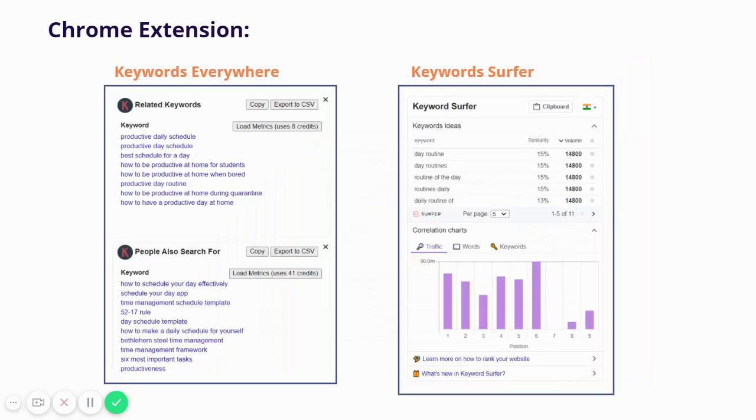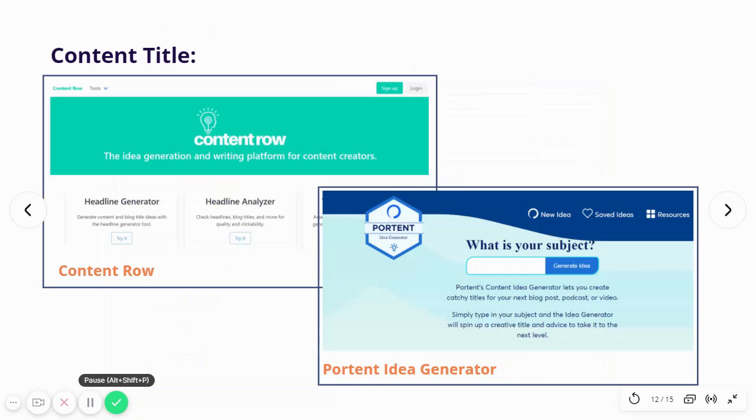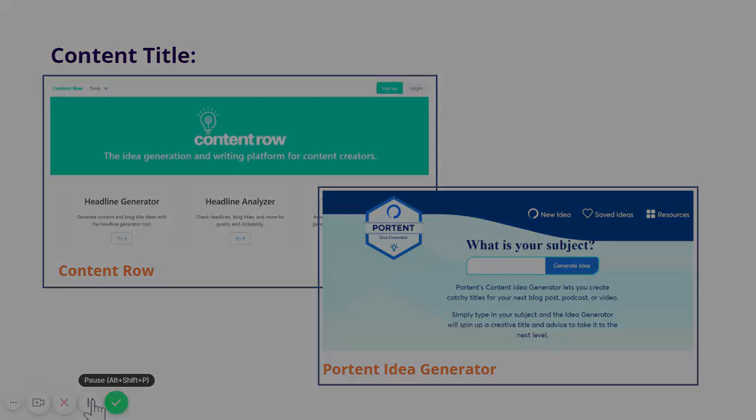Keywords Everywhere and Keyword Surfer are also two other Chrome extension tools that you can install. These help you get a lot of information at a glance right in your search engine. Content Row and Portent's Idea Generator are some really nice tools that you can use to get inspiration for creating nice headlines and titles for your content.